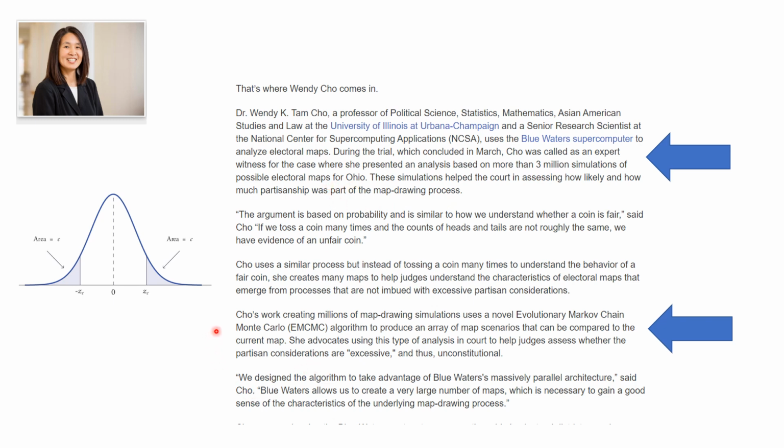Now, she creates millions of these map simulations using a Markov chain simulation algorithm that produces an array of map scenarios that can be compared to the current map. And so she advocates using this type of analysis to help judges assess whether partisan considerations are excessive and thus unconstitutional.